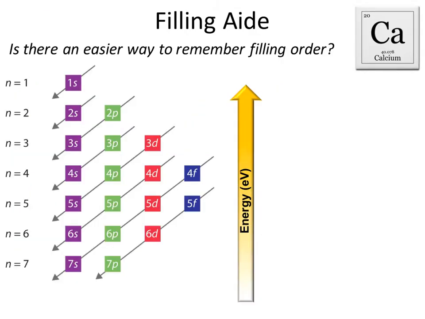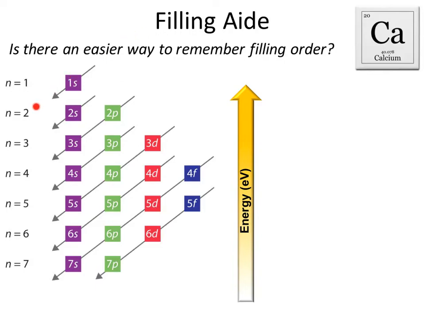Now there's got to be a better way, and some people like using a filling aid, such as the one over here. The way that they set this up is to write 1s, 2s, 3s, 4s, 5s, etc. this way, and then move 1 down and start writing 2p, 3p, 4p, 5p, 6p, etc. And then as you can see, for n equal to 3, you put 3d, 4d, 5d, 6d, and then n equals 4, 4f, and 5f. So you can see that's kind of the pattern here. And what you do is go from top to bottom, and you go this way over here.